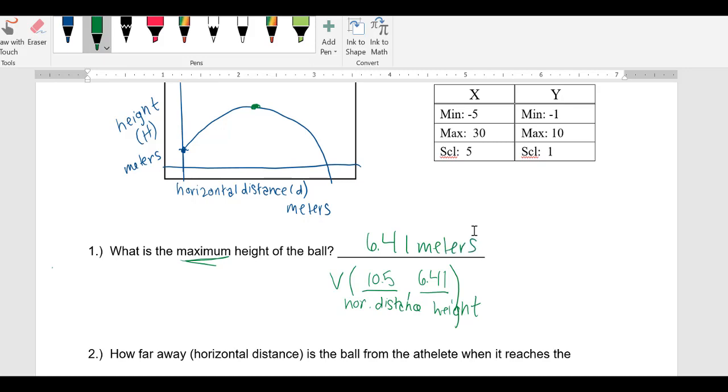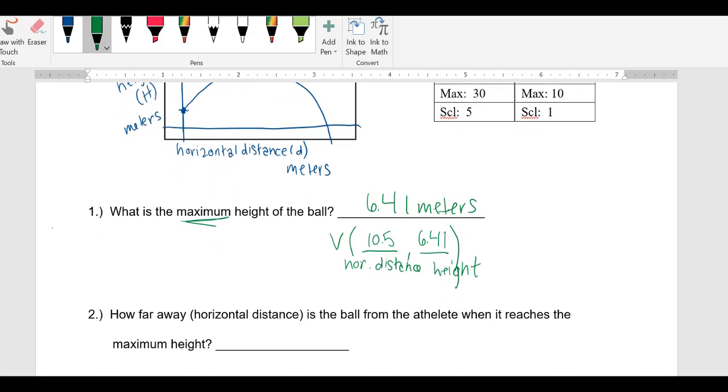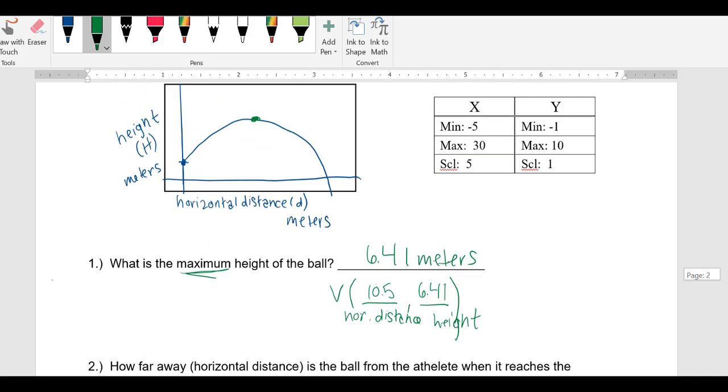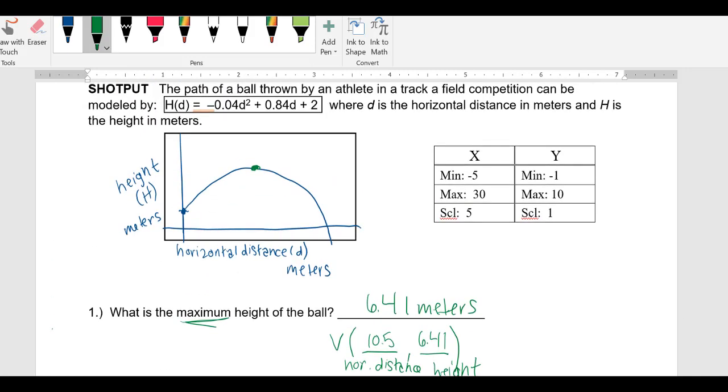How far away, horizontal distance, is the ball from the athlete when it reaches the max height? So when that max height is 6.41 meters, it's going to have a horizontal distance of 10.5 meters. I think this is a really nice way to visualize the path of that shot put right after the athlete releases it at that intersection point.